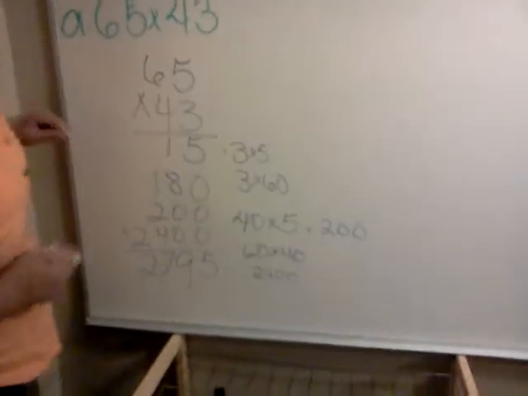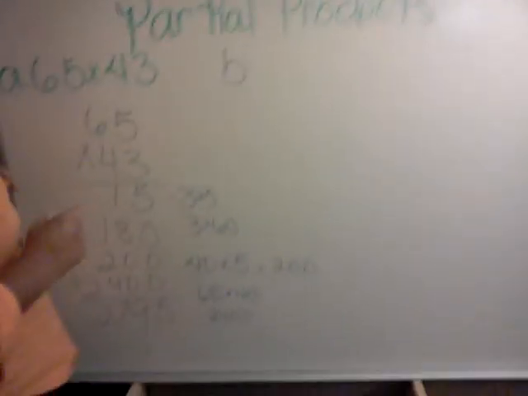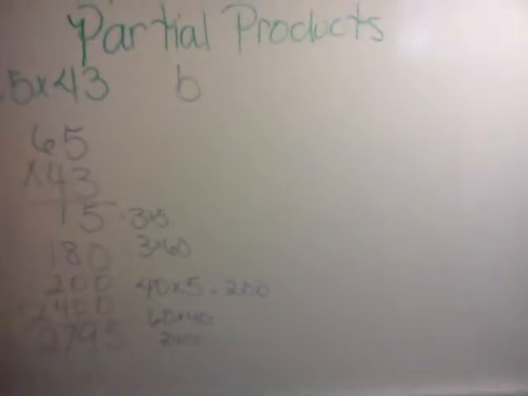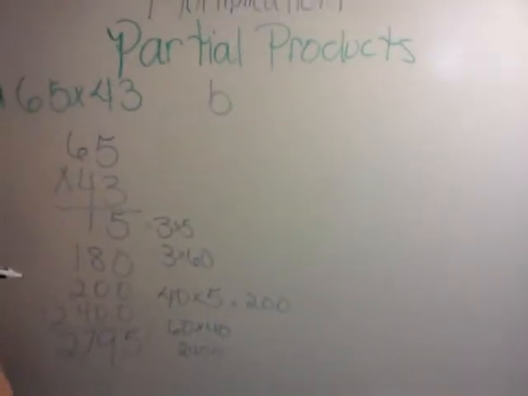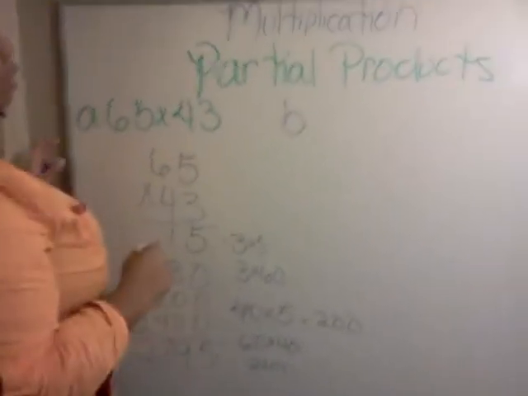Let's do B. What's my green marker? Okay, so B is, hold it with 2 hands, Nana, because I can see it shaking from here. Okay. Thank you.